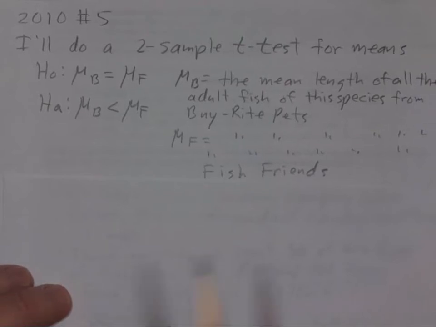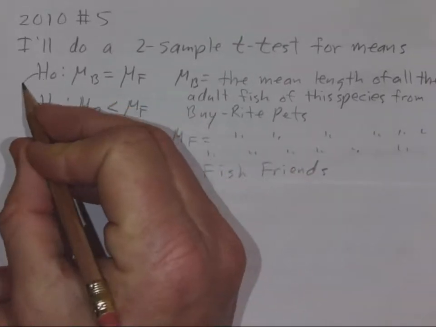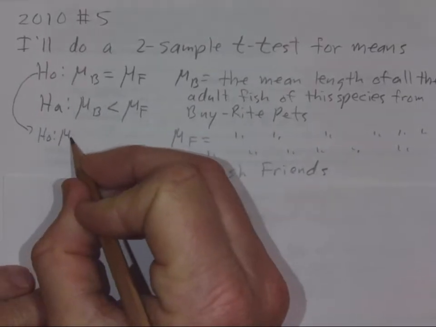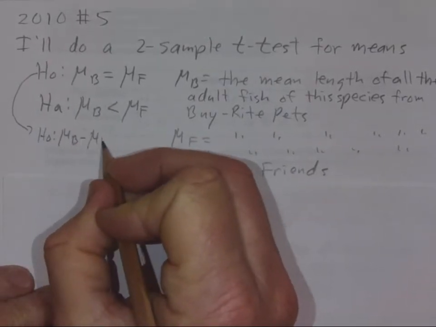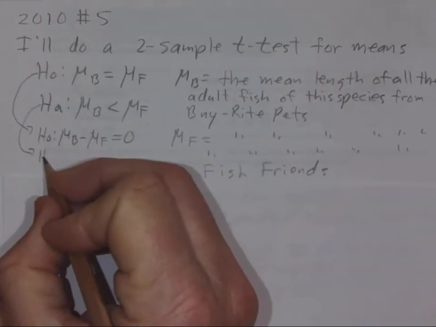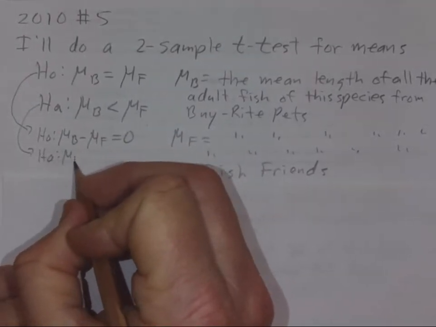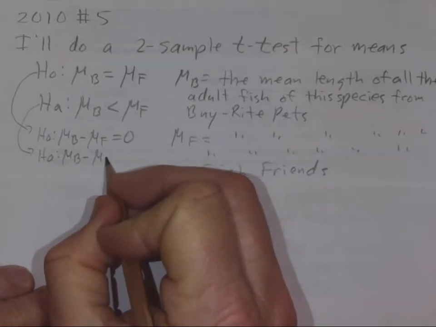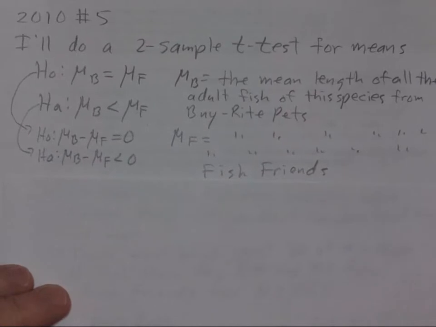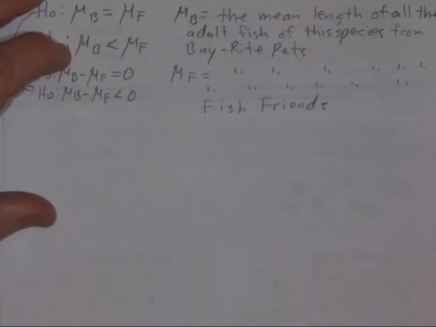Of course, there is another way of writing this. A lot of times you'll see mu sub b minus mu sub f is equal to 0, and then the alternative written as mu sub b minus mu sub f is less than 0. That's just subtracting mu sub f from both sides. So either way is fine, and you'll see it written both ways.